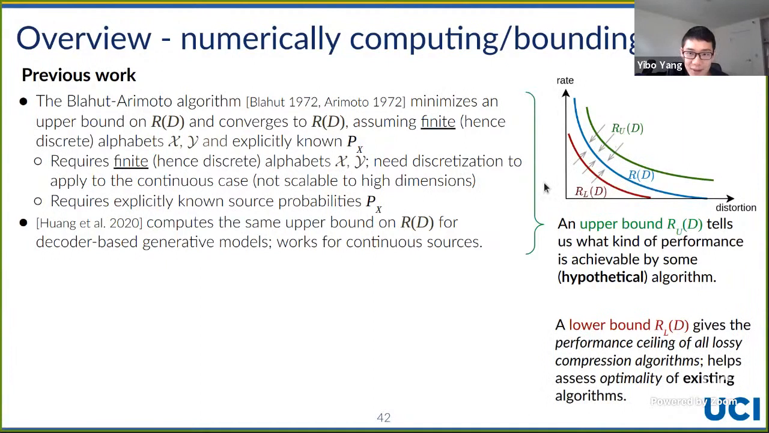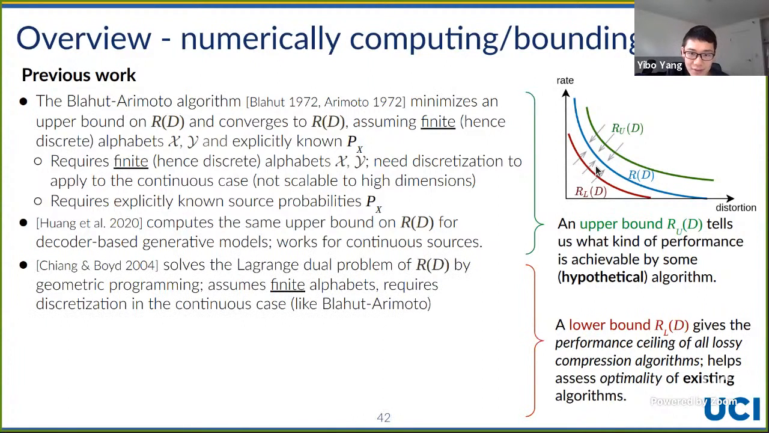So instead, we could also approach the RD curve from below. And any lower bound that we obtain would give us the performance ceiling of all the existing compression algorithms. So if we have an algorithm that is already close to this lower bound, then it tells us that this algorithm is pretty close to optimal. So this is the approach I take.